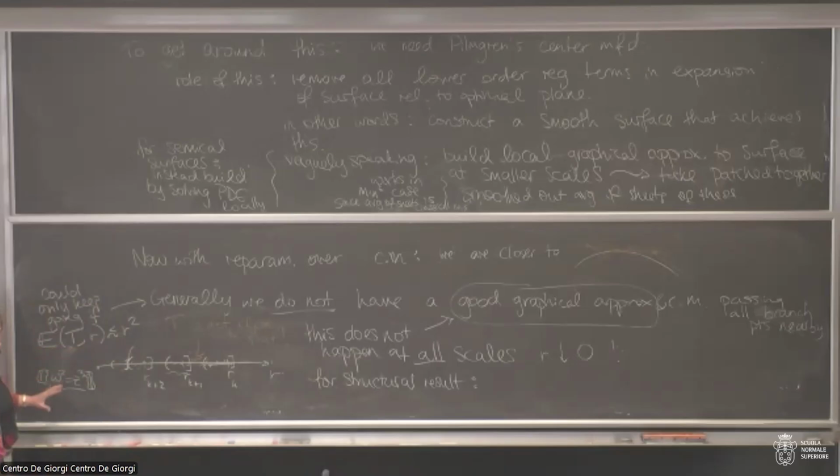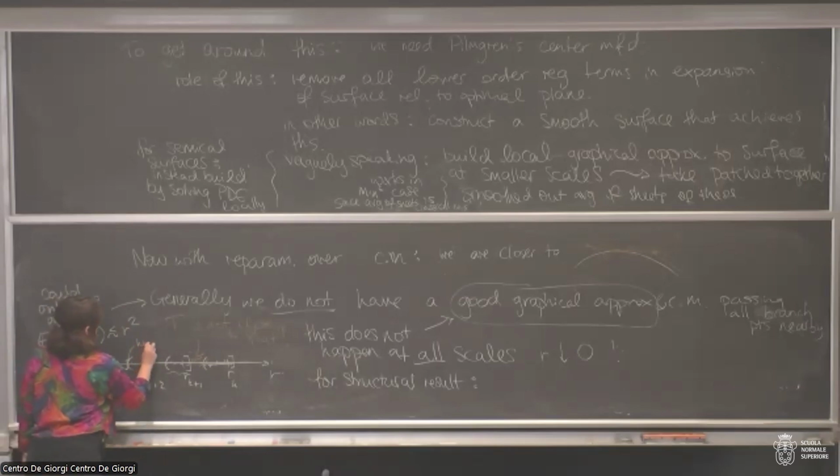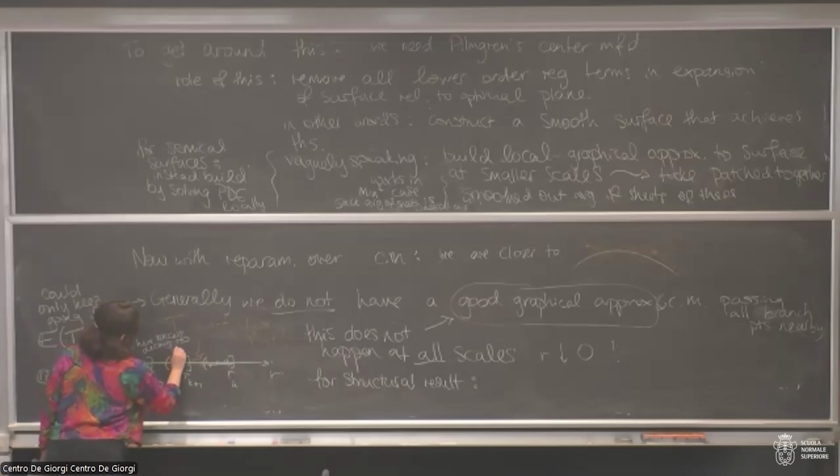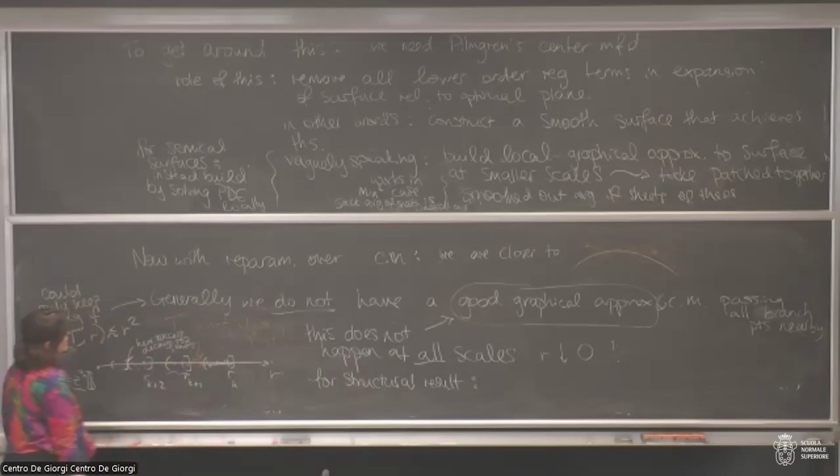So there are two reasons of how this could go wrong. Either it still decays, but too slowly. So here, excess decays too slowly, but still decays. Or there's the even worse case, as I said here, where it's not decaying at all.